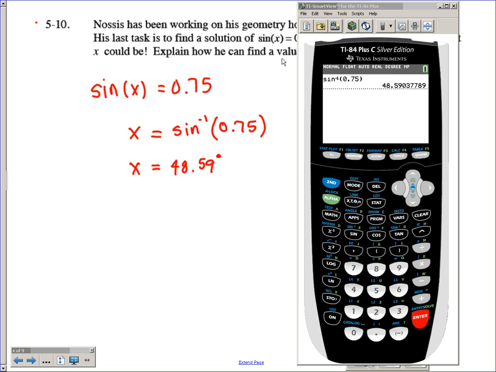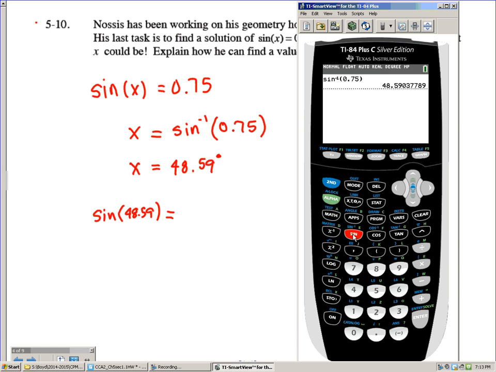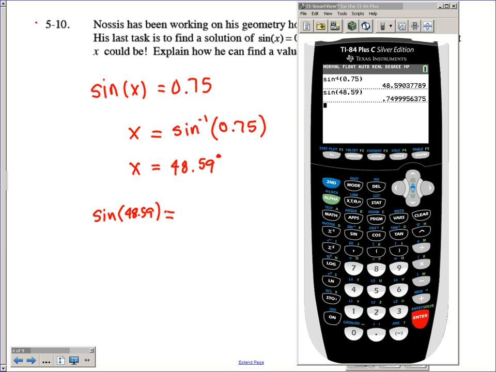So how can we check this value to make sure it works? Well, we can go ahead and do the sine of 48.59, and it should equal about 0.75. Let's see. Remember, we've rounded it. So sine of 48.59, enter, and we get about 0.74999, so that would be approximately 0.75. So we know it works.